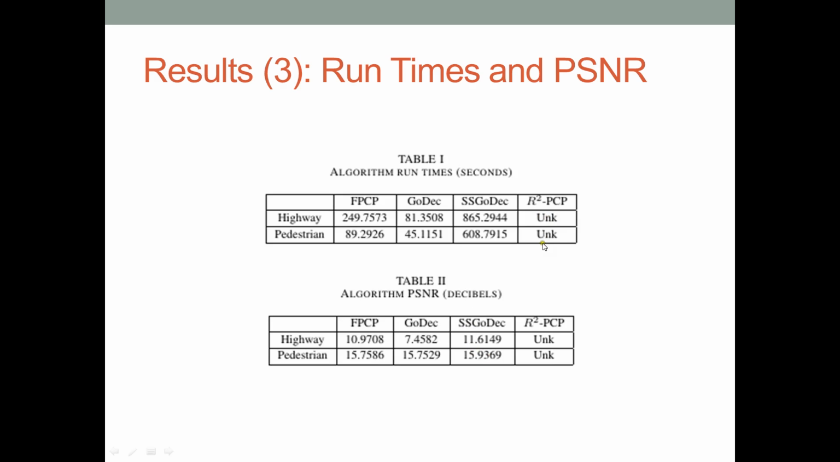There are unknown values for the R-squared PCP because it just so happened with the data sets that were used, it was computationally infeasible to run the experiments in any quick turnaround. It was taking several days to run, so I just forewent documenting those.